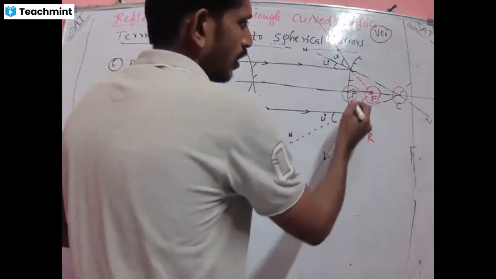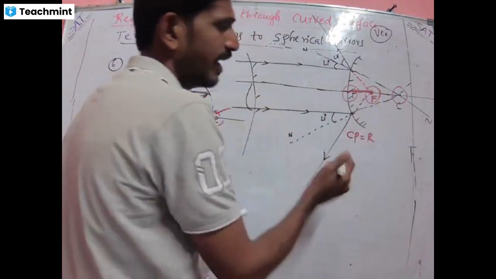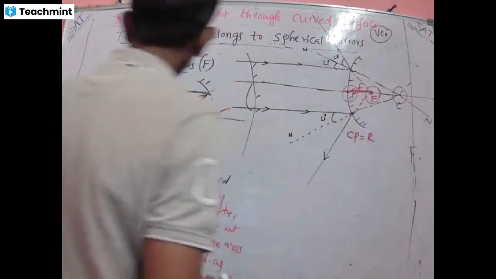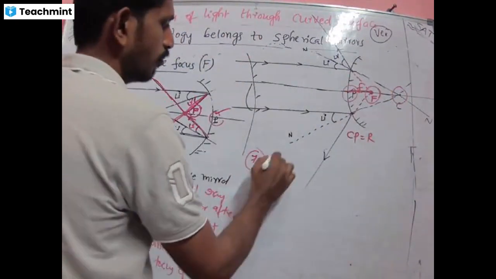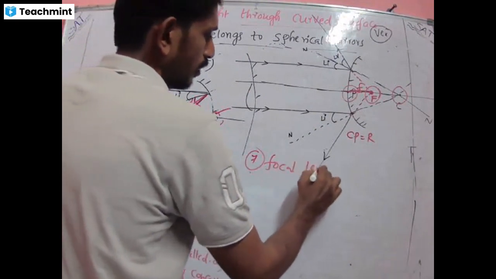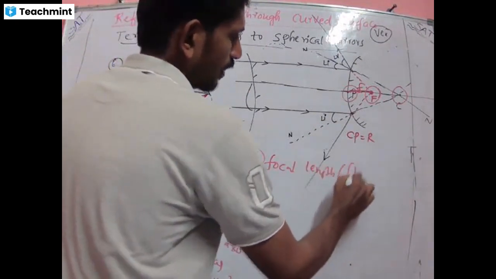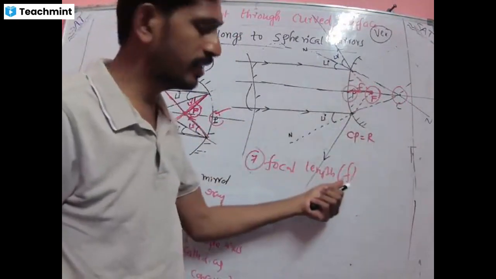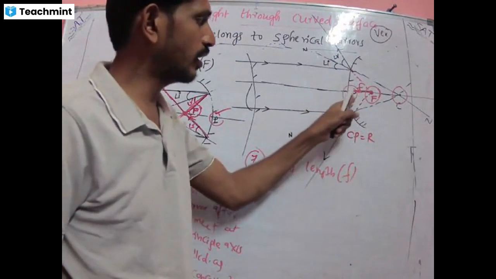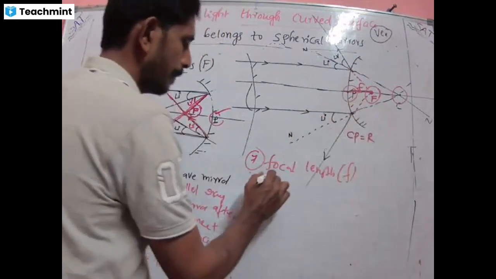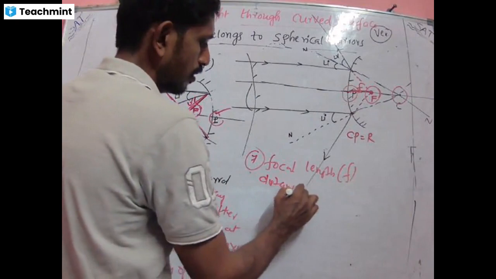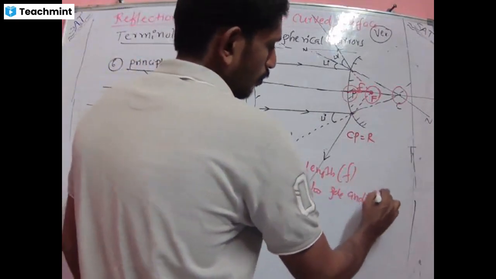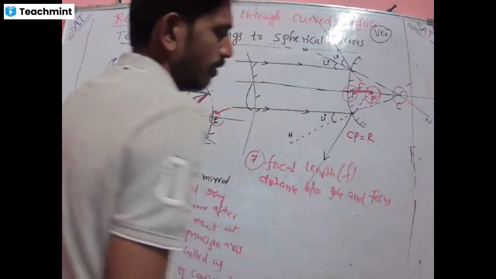Now define the distance between the pole and the focus. That is called the focal length. Next terminology, the seventh one, focal length. It is represented by small f. Capital F is the point, the principal focus. Small f is the distance between the pole and the focus. That is the focal length f.